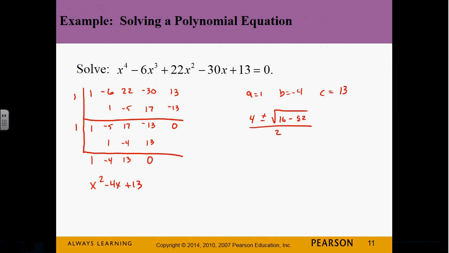Four ac, b squared minus 4 times a times c. So that's going to give us 4 plus or minus the square root of 16 minus 52, which gives us negative 36, over 2. But that's 4 plus or minus 6i over 2. So 4 divided by 2 is 2. 6i divided by 2 is 3i.